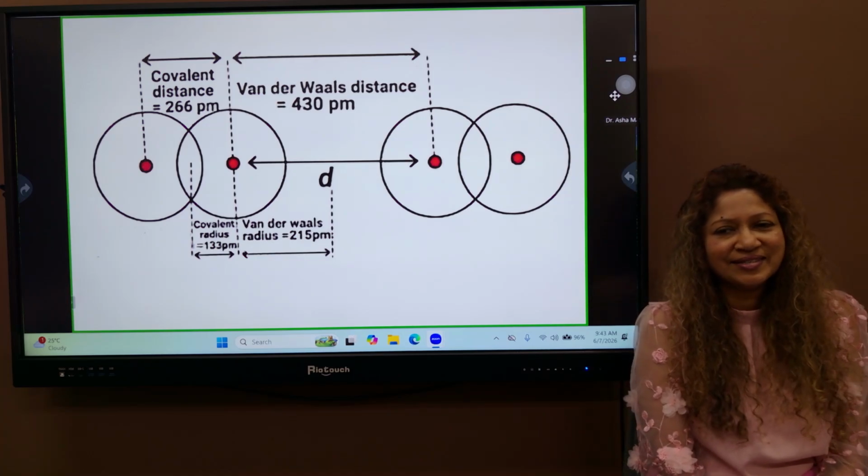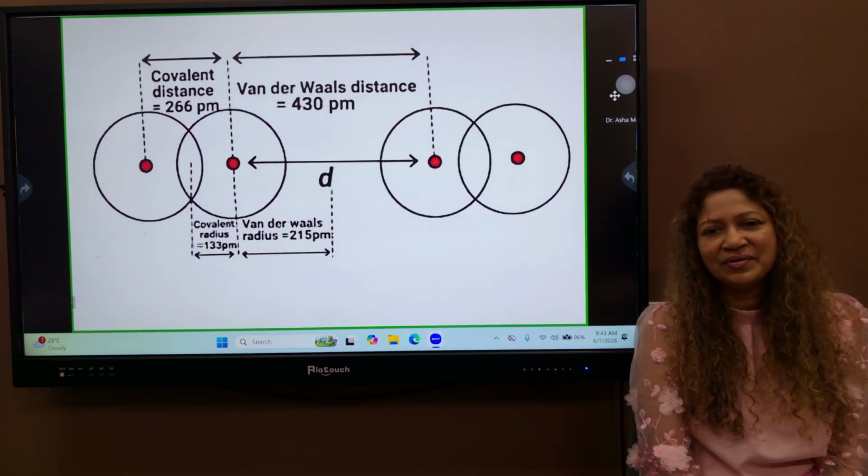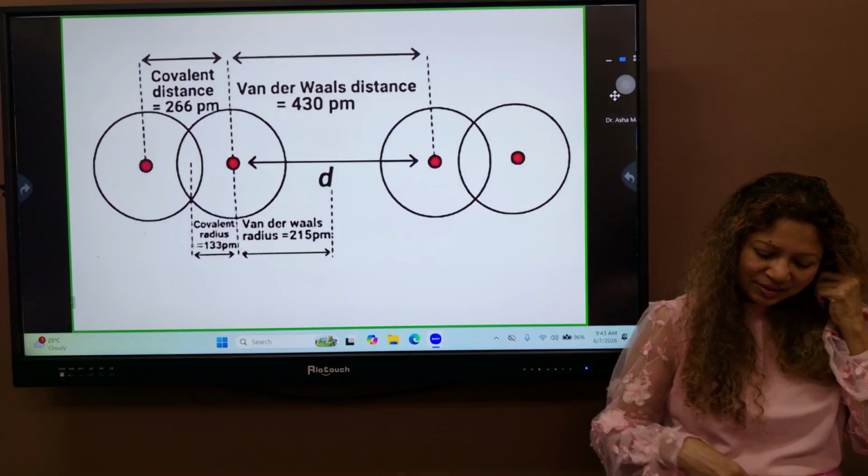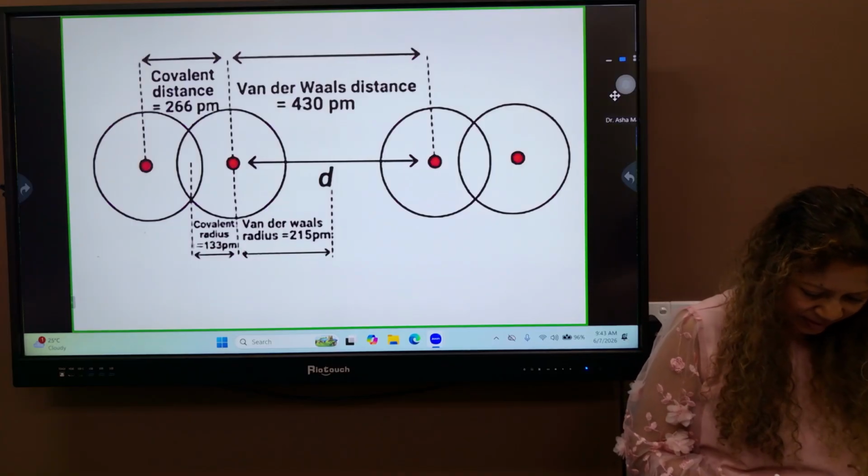We did calculations, not using this, but using nanometers. What is this one? PM, picometer. 10 power minus 12 meters. Okay, just write it somewhere.